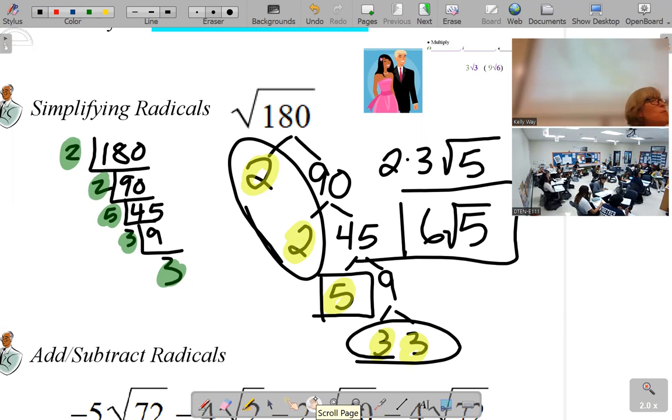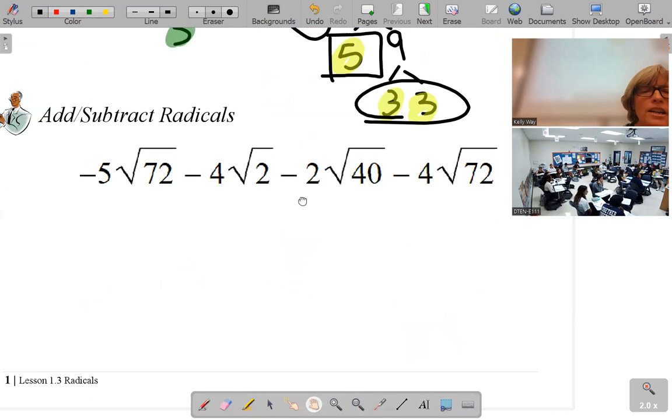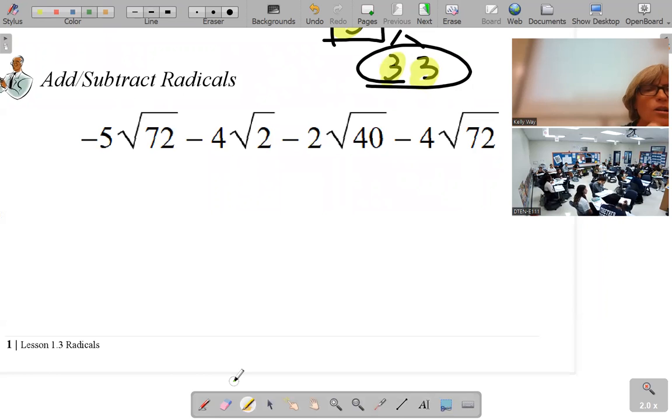You need to know how to simplify, because in order to add, subtract, multiply, or divide radicals, you need to be very comfortable with this. So coming down here, take adding and subtracting. Step 1, start factoring all of these. Go.